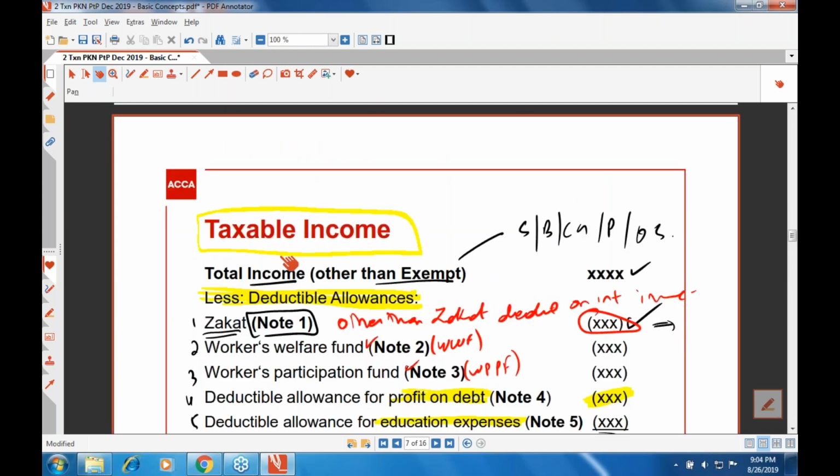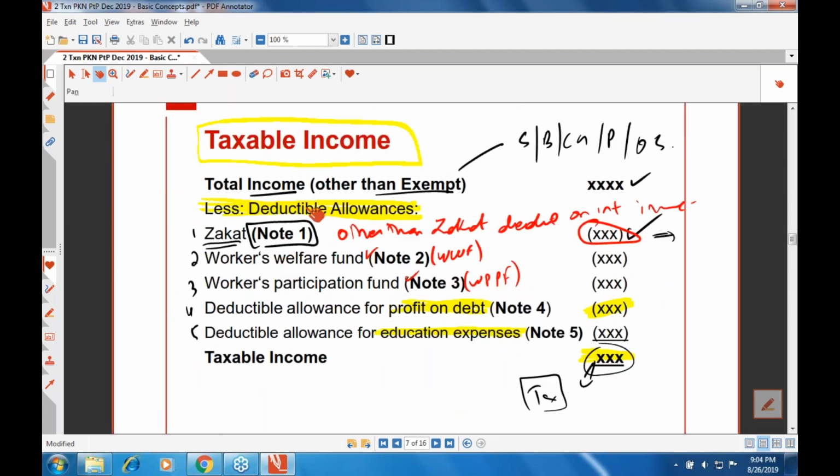Anyways, basically that's how the taxable income is computed: the total income, and then you claim the deductions, which are zakat, WWF, WPPF, the profit on debt, and the educational expenses. Is it okay to everybody?